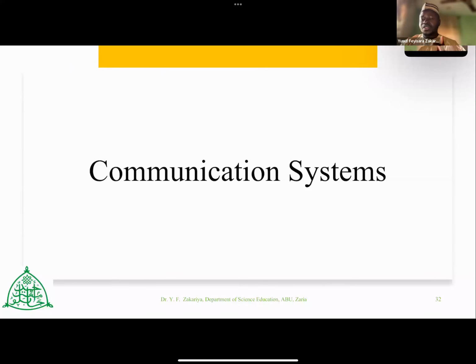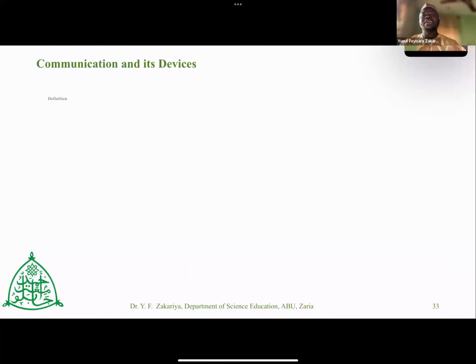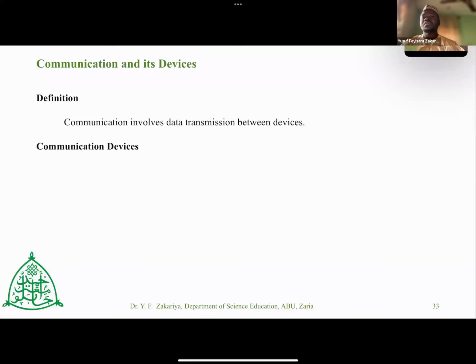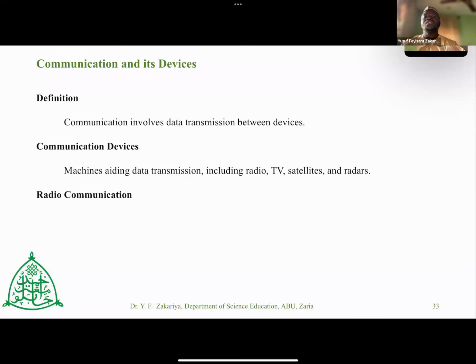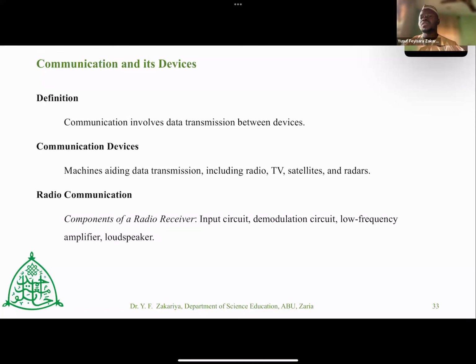Okay. All right. I think we can move on to the last part of the note, which is the communication systems. So the communication system here, we talk about satellite, I guess, definition. Communication involves data transmission between devices. And these devices are machines aiding data transmission. This includes radio, TV, satellite, and radars. So we have the radio communication. The components of a radio receiver are input circuits, demodulation circuits, low frequency amplifier, and loudspeaker.